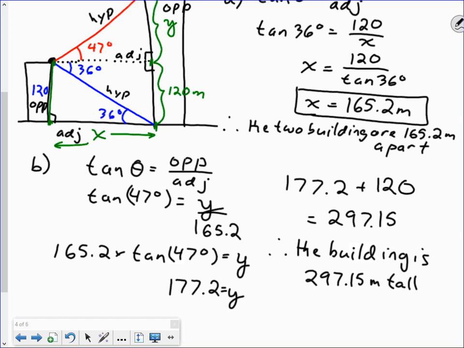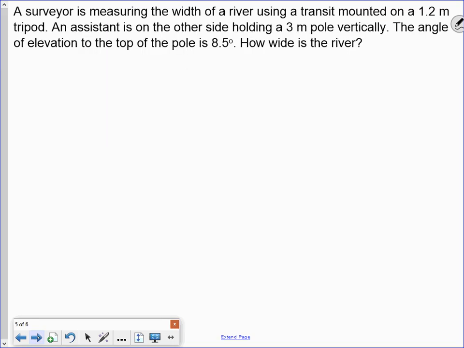All right, one last example here that shows a little trick that sometimes shows up in these trigonometry questions. A surveyor is measuring the width of a river using a transit, which is just like a little sighting device, like a sight, I guess, mounted on a 1.2 meter tripod. An assistant on the other side is holding a 3 meter pole vertically. The angle of elevation to the top of the pole is 8.5 degrees. How wide is the river?